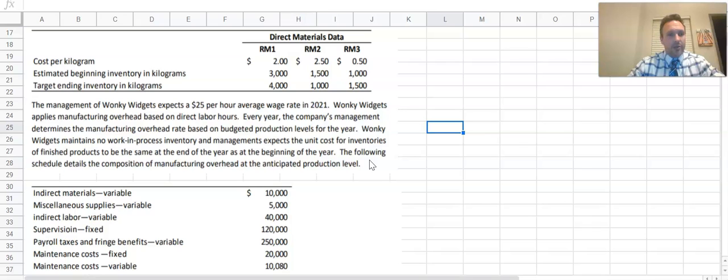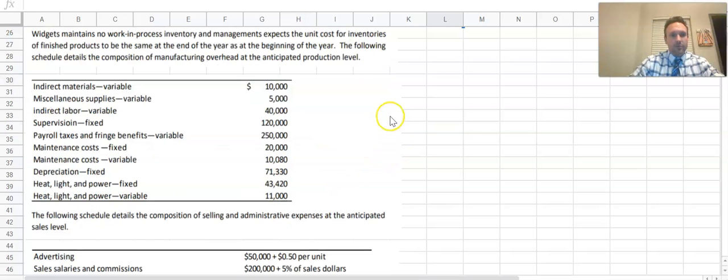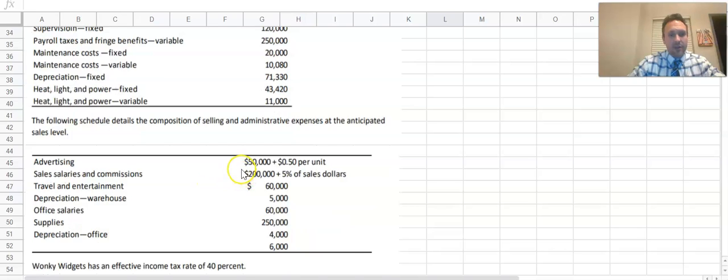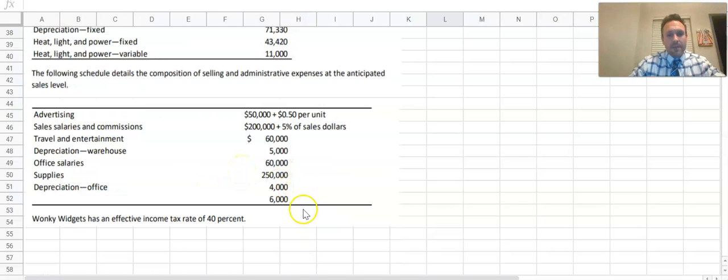The following schedule details the composition of manufacturing overhead at the anticipated production levels. The following schedule details the composition of selling and administrative expenses at the anticipated sales levels. And we are informed that Wonky Widgets has an effective income tax rate of 40%.